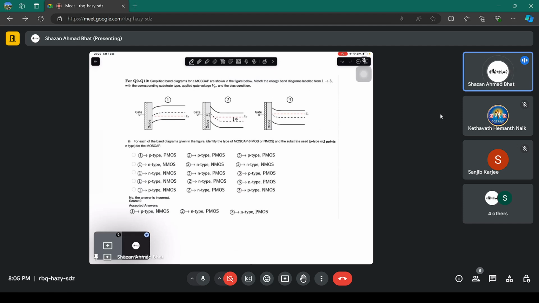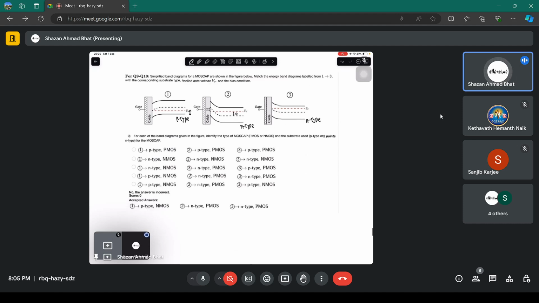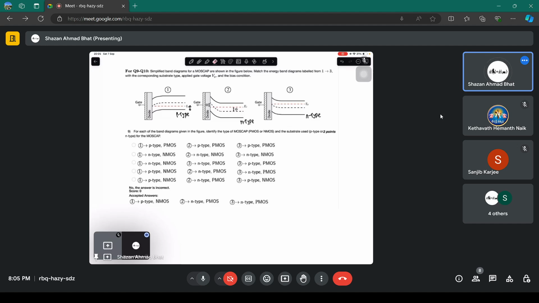These are the simplified MOS diagrams. Match the energy band diagram with the labels. First of all, this is p-type here because the Fermi level is close to the valence band. This is n-type. This is n-type. Now the problem becomes simpler because you know at least one part, that this is p-type, this is n-type. Yes, it'll be three. Just let me explain. Just don't directly jump onto the question answers.